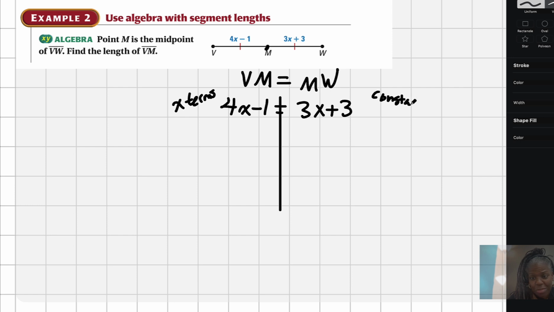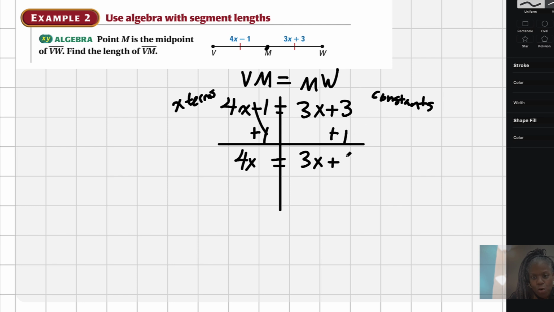I know if you're faster than me, you can zip through this part, but I'm going to take my time. If I want x terms here, that means 1 has to go because that is a constant. I'm going to add 1 to both sides because that's a minus 1 that I'm getting rid of. I get 4x on the left side, and on the right side, I get 3x plus 4.